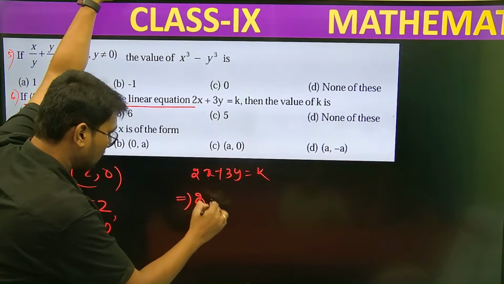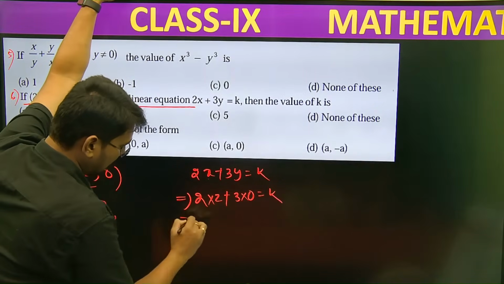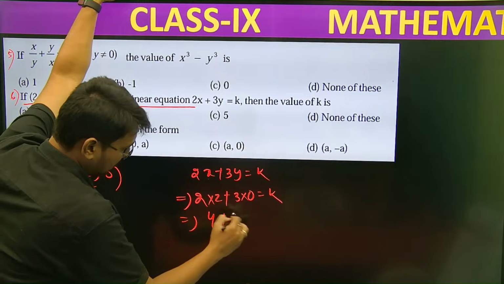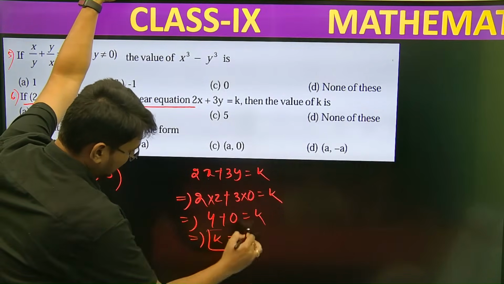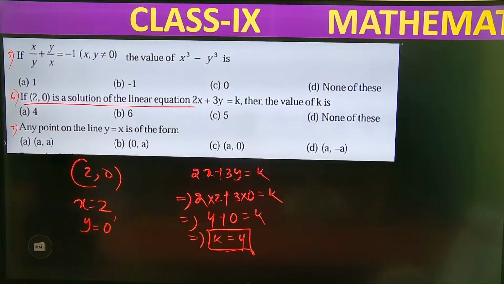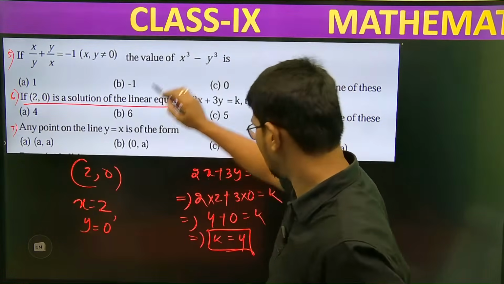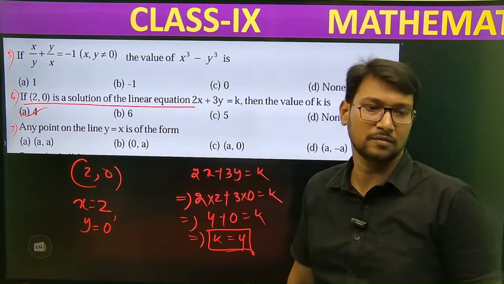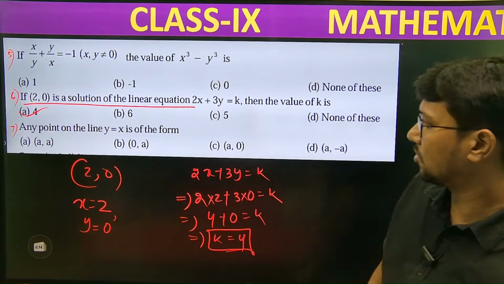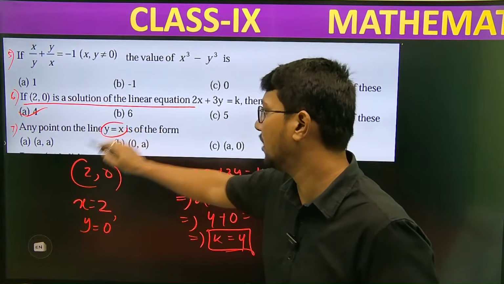So 2 into 2 plus 3 into 0 equals k. Hence 4 plus 0 equals k. So k equals 4. Is that clear? So question number 6 is clear. Option A is correct.